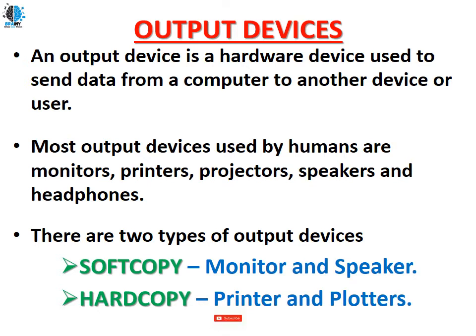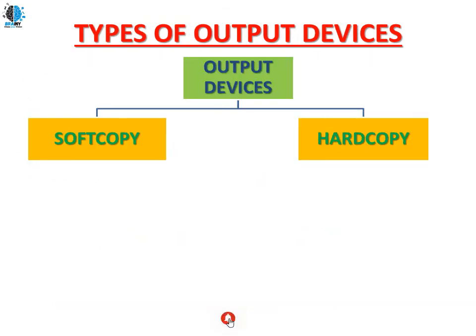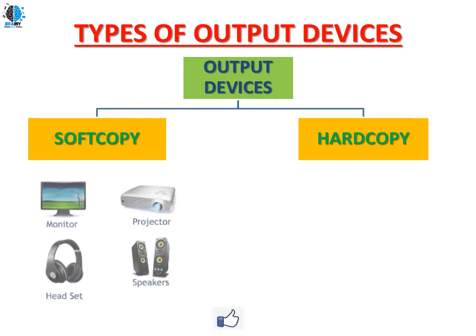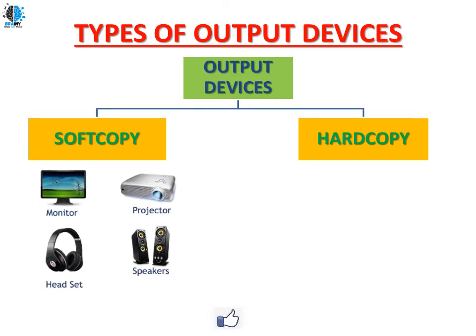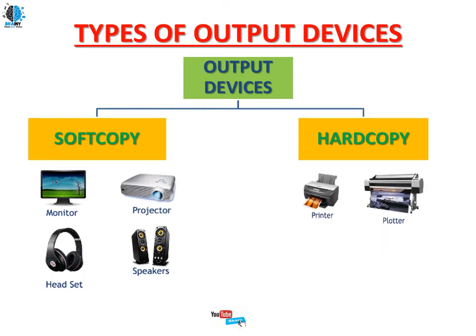So we have two types of output devices, soft copy output devices and hard copy output devices. In soft copy we have monitors, projectors, headsets and speakers. This output we cannot touch, and that's the reason it is a soft copy output device. Hard copy output devices are printers and plotters. The output of these we can touch and feel.